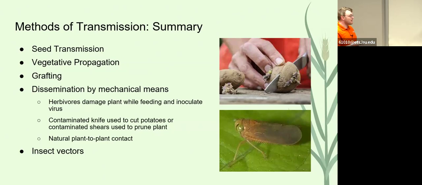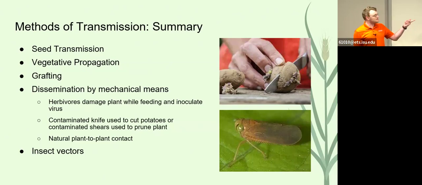So then there's dissemination by mechanical means, and this one's particularly a problem in farming. Of course, herbivores can damage a plant and then move it along. For example, if I've got a plant like a grass that has a virus in it and the cow comes along and munches on it, the virus gets on the cow's teeth. Now the cow goes and munches on another grass, and that virus gets dropped off inside the plant from the cow's teeth. So you can have problems like that. You can also have contaminated equipment.